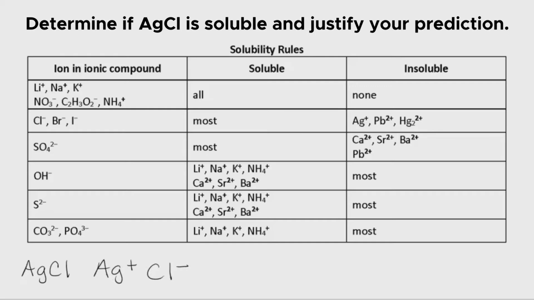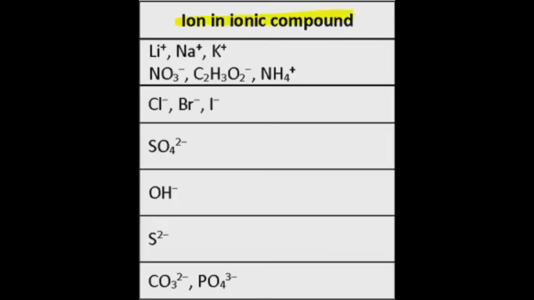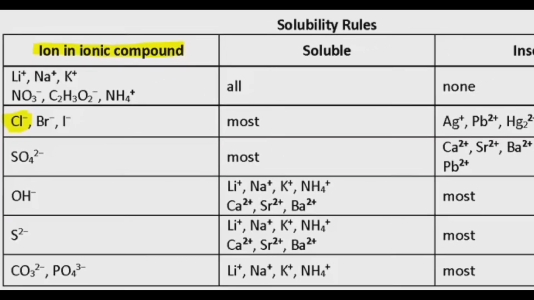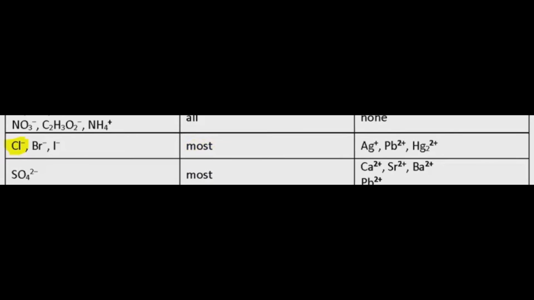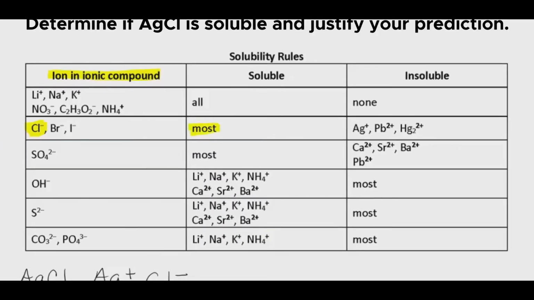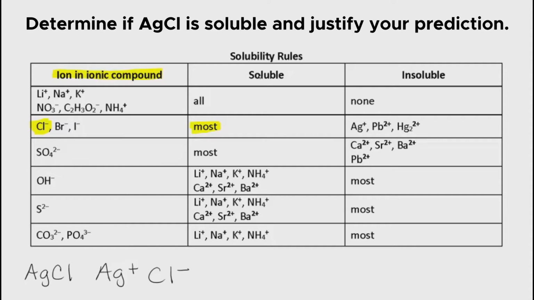Then we look in the first column only. We don't look in any other column but the first column, and we try to identify at least one of the ions from our compound. So if we look at this first column, we'll notice that we don't see silver, but we do see chloride. So then we look across this row until we find the term most or all. So if we move horizontally to the right, we find that we have most, and most refers to soluble. So what this tells us is that most chlorides are soluble.